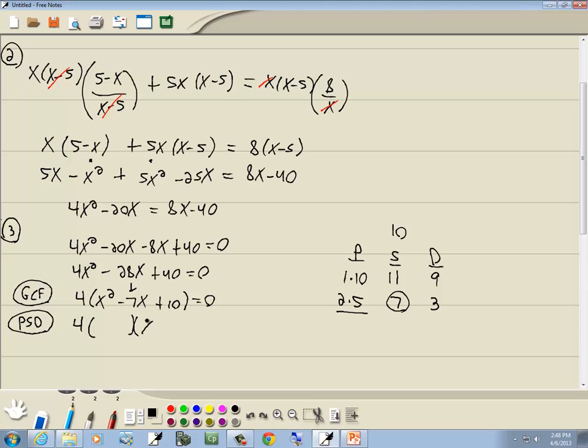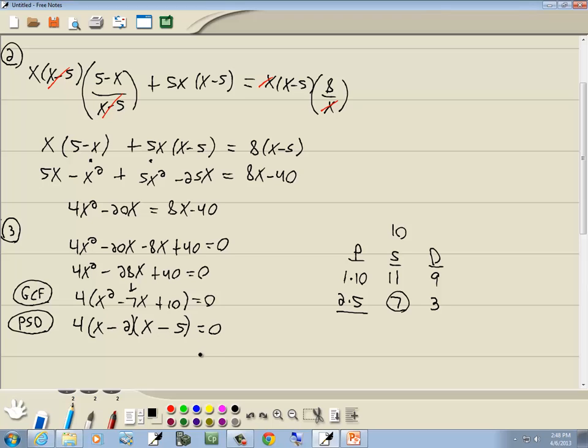The 4 carries down, it doesn't change anything, but we have to keep carrying it down. And we use 2 and 5. Now our larger number in the P column that we're using, which is 5, will always be the same sign as the middle term, which was negative. The number I circled in the S column, S for same sign, so if the 5 is negative, the 2 will be negative.